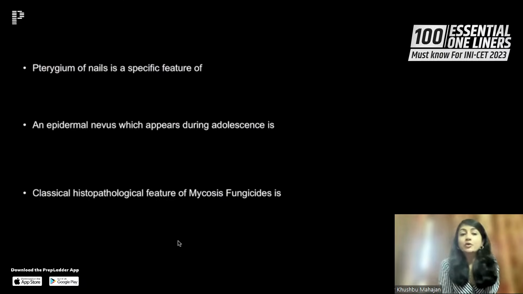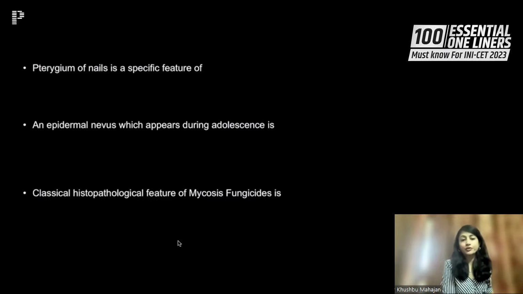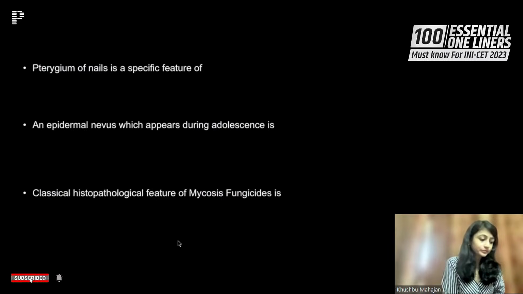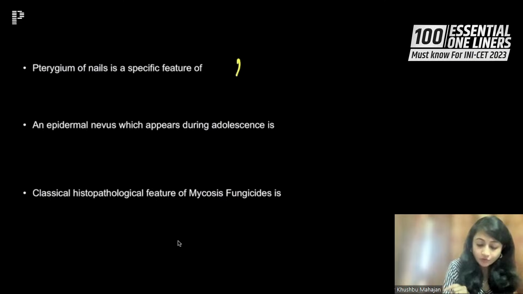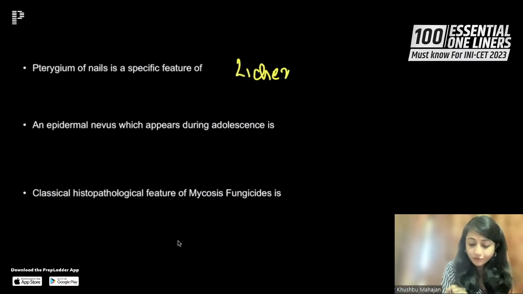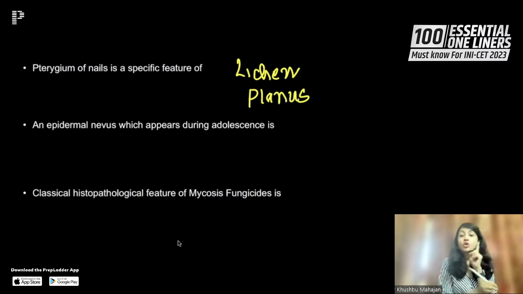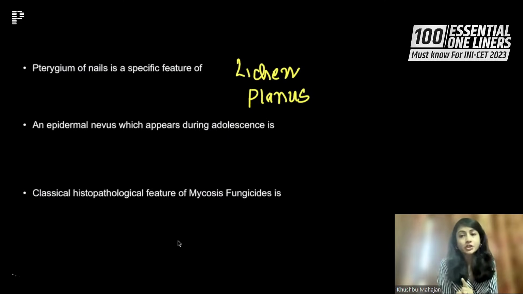Next question. Pterygium of nails is a specific feature of which condition? In which condition do you see pterygium of nails? Wonderful. It is not psoriasis. Pterygium of nails is a specific feature of lichen planus of the nail. And the most common feature is roughening, longitudinal ridging. But the most specific feature is pterygium.